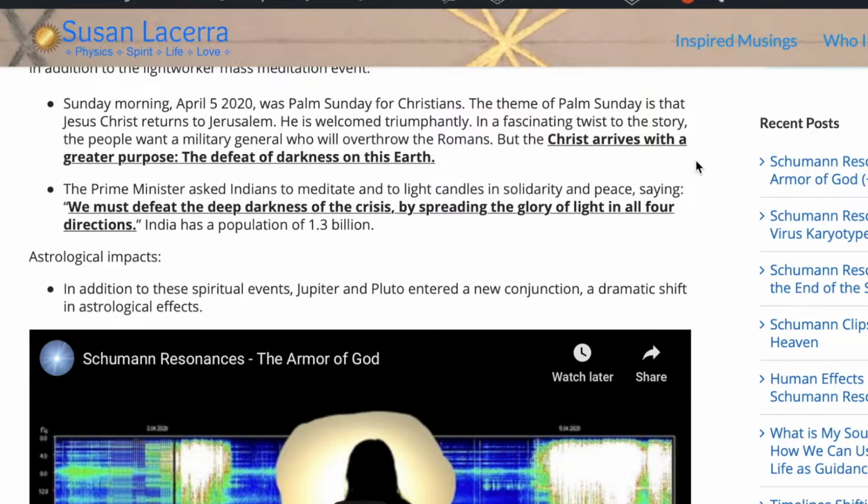The third major factor going on in that armor of God light was this: the Prime Minister of India asked his people, all 1.3 billion of them, to meditate on this day and to light candles in solidarity and peace, saying we must defeat the deep darkness of the crisis by spreading the glory of light in all four directions. So these were powerful factors that all came together. There was also an astrological impact, and there are other people that have videos on that.